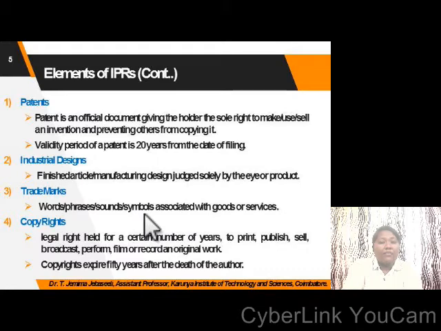And trademarks, that is any word or a phrase or a sound or a symbol associated with any manufacturing company, any logos, which can get an IPR for goods or a service. Copyrights: any programs or software or any content or any film can get the copyright from the IPR.